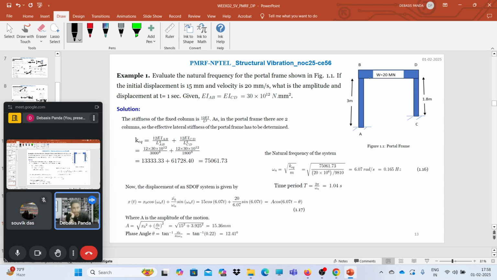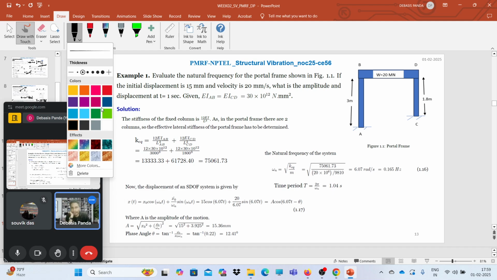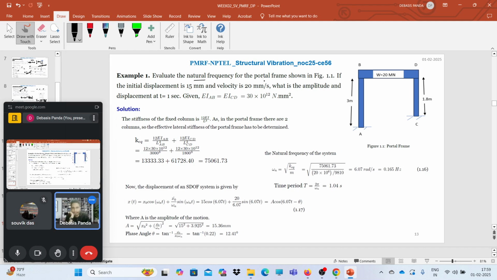So the first problem says: evaluate the natural frequency for the portal frame shown in figure 1.1, if the initial displacement is 15 mm and the initial velocity is 20 mm per second. Without any initial conditions, we will not get any kind of vibration, so obviously initial conditions will be there. So x naught is 15, x dot naught is 20. What is the amplitude and displacement at t equals 1 second?